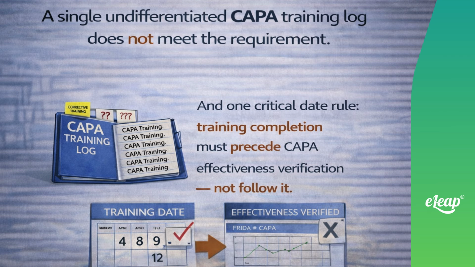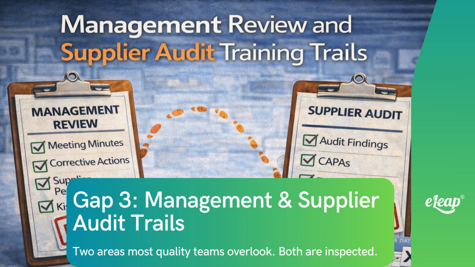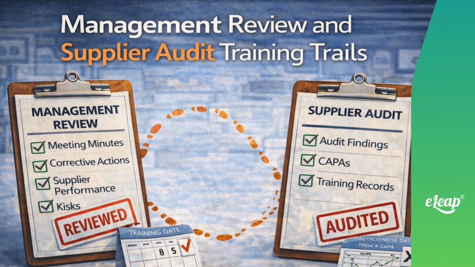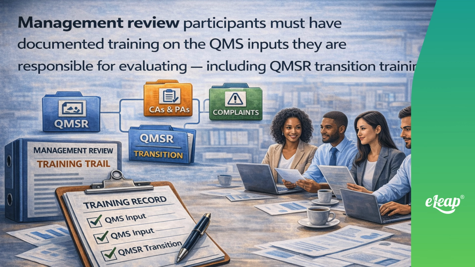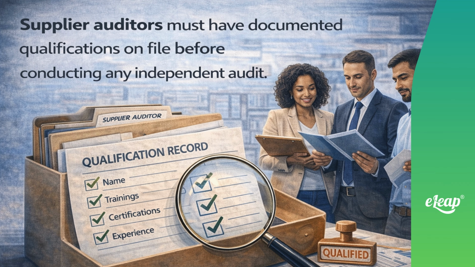And one critical date rule: training completion must precede CAPA effectiveness verification, not follow it. Management review and supplier audit training trails. Management review participants must have documented training on the QMS inputs they are responsible for evaluating, including QMSR transition training. Supplier auditors must have documented qualifications on file before conducting any independent audit. External consultants are not exempt. Their credentials must be retained in your QMS as well.